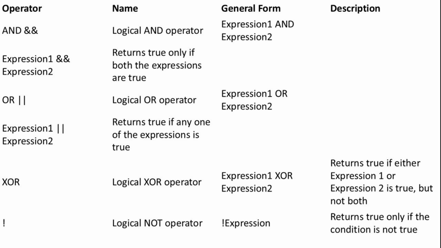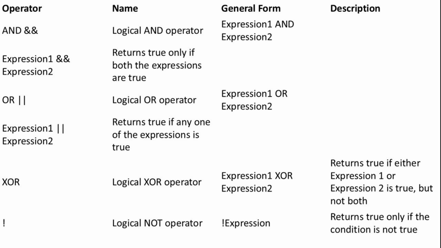Another important operator is the logical XOR operator, which stands for exclusive OR. Unlike the normal OR operator, XOR returns true only when exactly one of the two expressions is true, but not both. This means if one expression is true and the other is false, XOR gives a true result. However, if both expressions are either true or both false, the result becomes false.